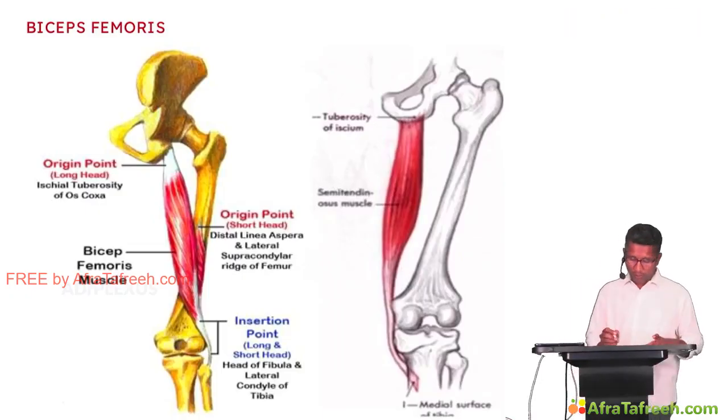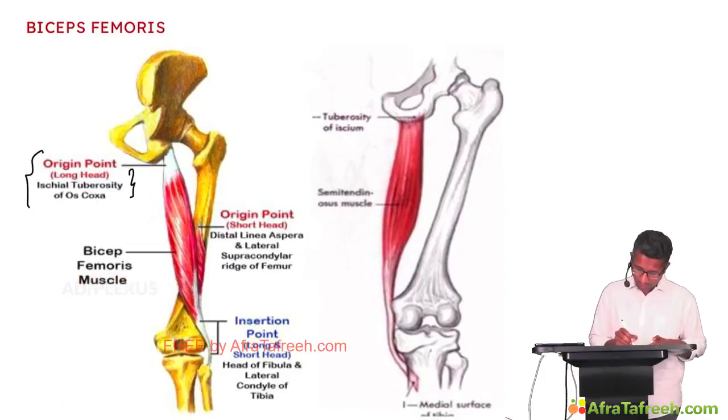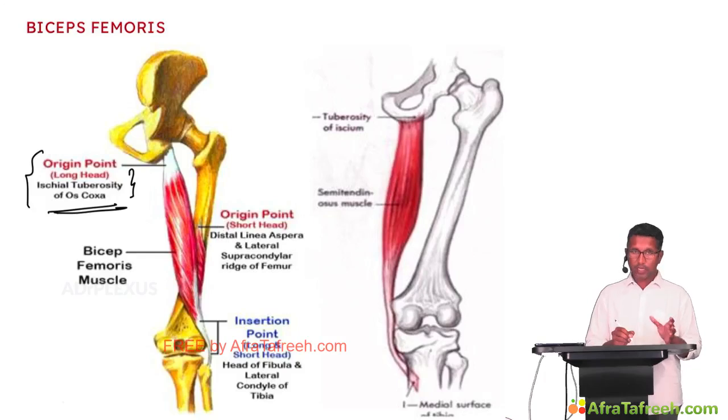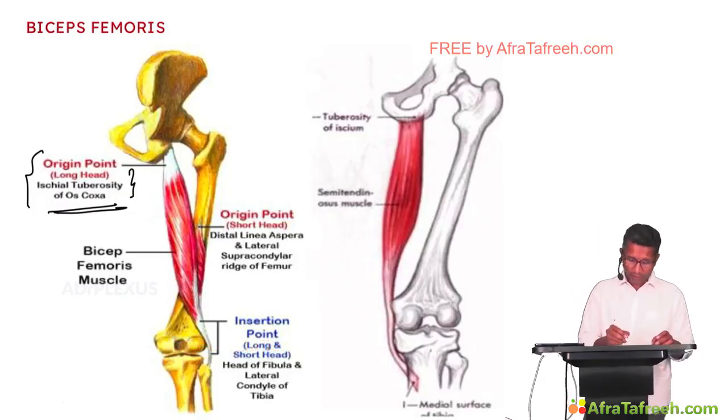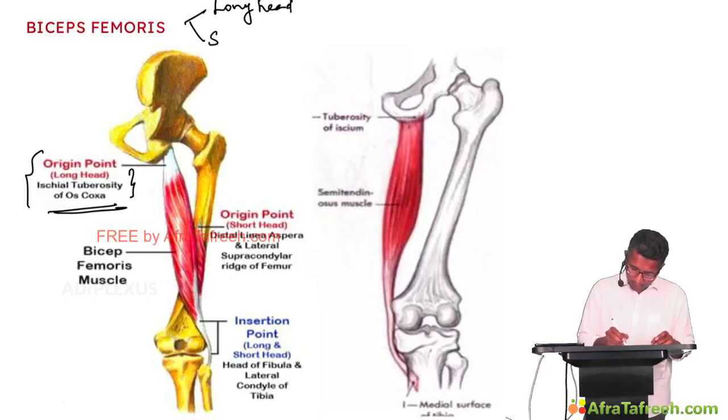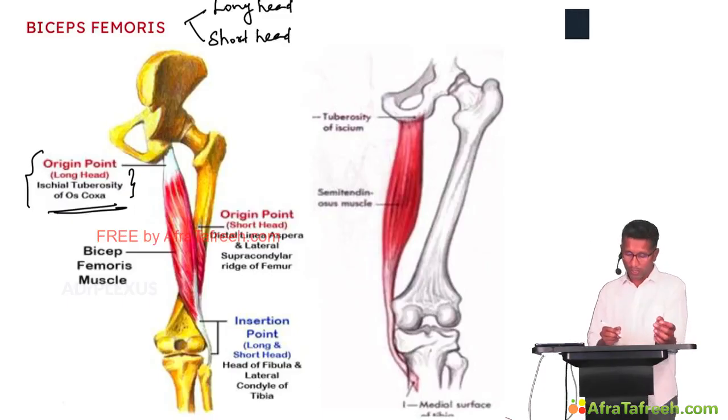So this biceps femoris, as we know, has its origin from the ischial tuberosity. For all the hamstring muscles, the origin is from the ischial tuberosity. As we have discussed, biceps femoris has two heads. One is called the long head, another is called the short head.